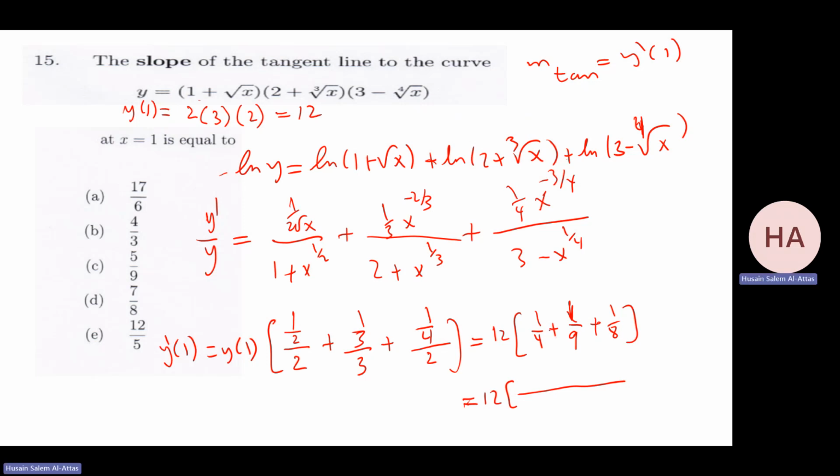9 times 8, 72. 72 divided by 4, yes. So that will be 72. 72 by 4 is what? 18. Yeah, 1, 8. 32, 40, 72. So you have 32. By this is 8. This is 9.